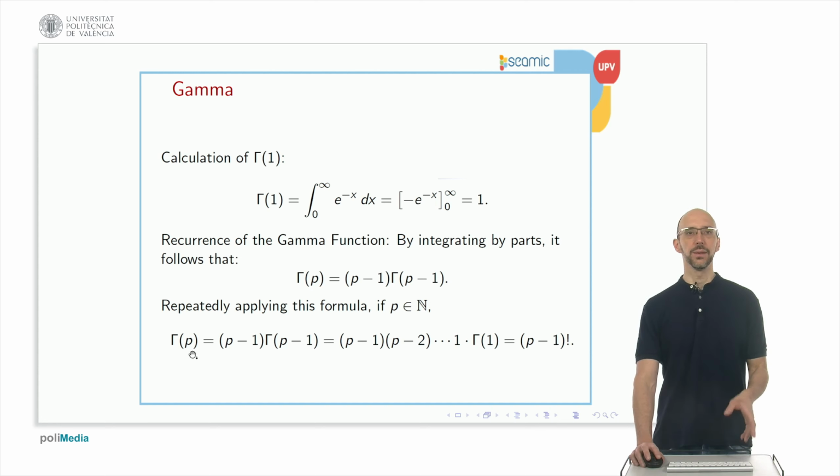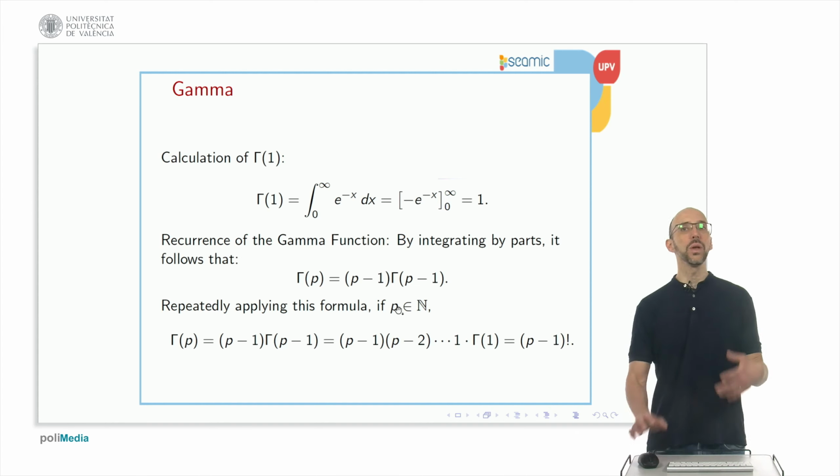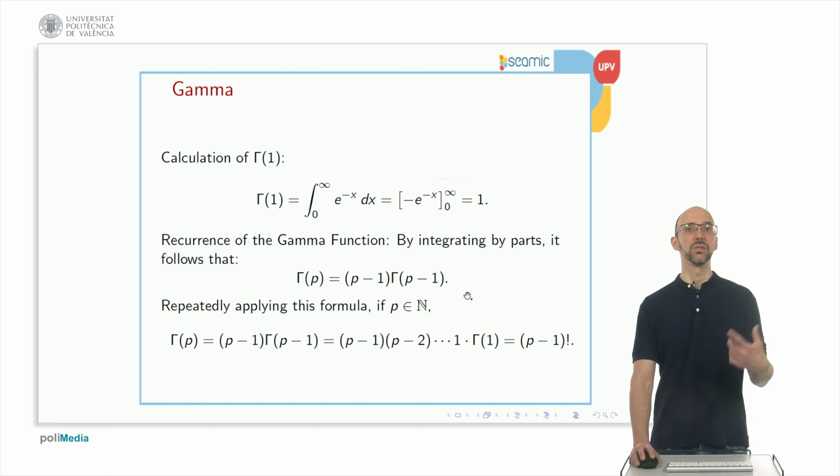For example, gamma of p, imagine that p is a natural number for now. Applying this property, it's (p minus 1) times gamma of (p minus 1). What is gamma of p minus 1? I can apply exactly this property again, where p is p minus 1. Then it becomes (p minus 2) times gamma of (p minus 2). And we can keep going, applying this recurrence again and again until you have gamma of 1. Gamma of 1 is 1, so at the end you have (p minus 1) times (p minus 2) times (p minus 3) and so on till 1. So what is that? (p minus 1) factorial.